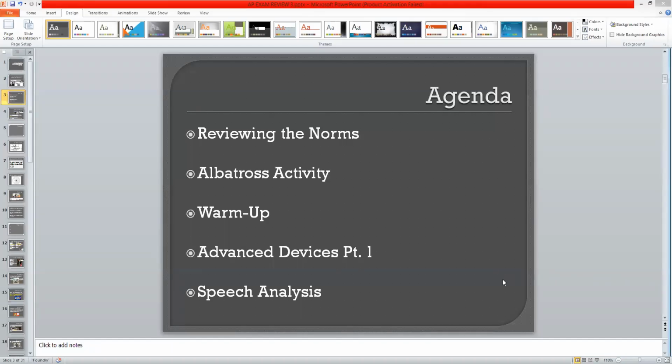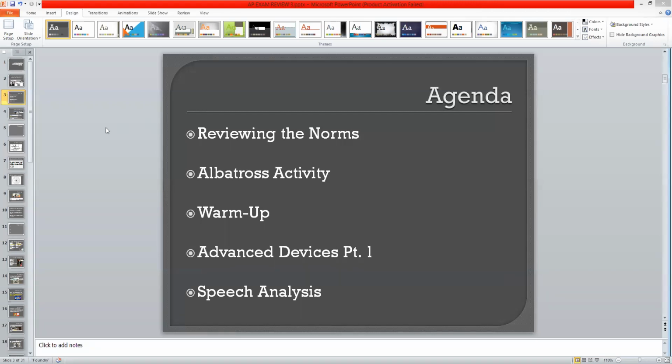In your groups, you're going to do something called the albatross activity, which I'll explain in a second here. So after that, we'll do a little bit of a warm-up, go over some more advanced rhetorical devices, and then later do a little bit of a speech analysis at the very end, just to see how everything ties together, and practicing how to develop sophistication for any sort of reading that you're giving altogether here.